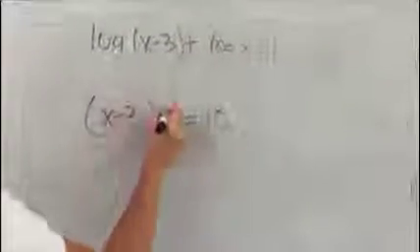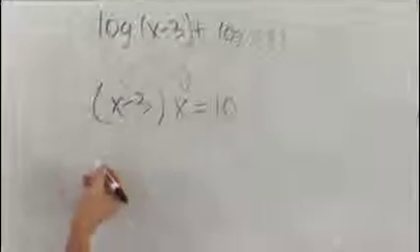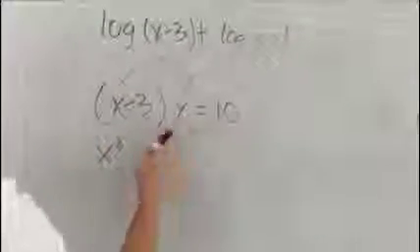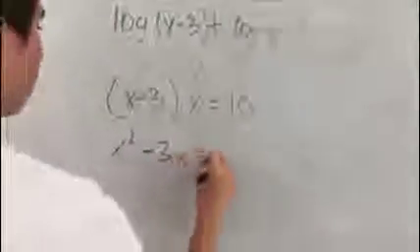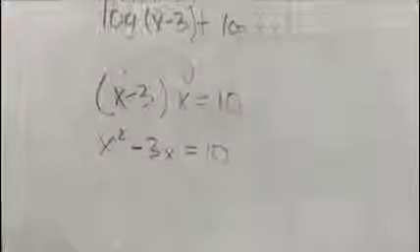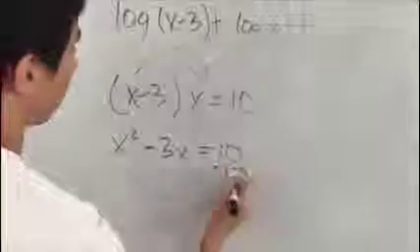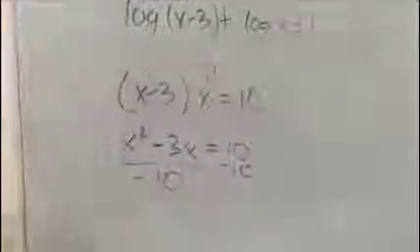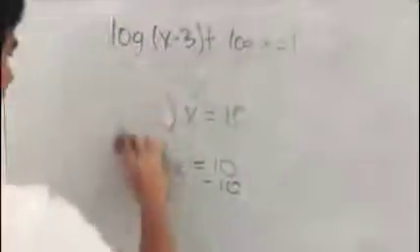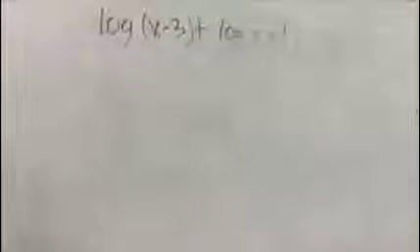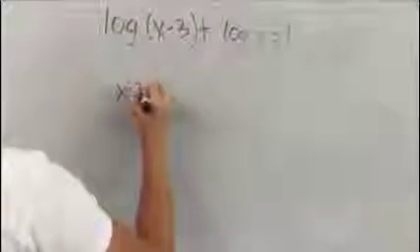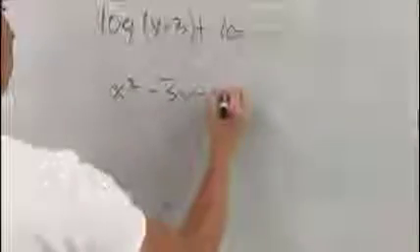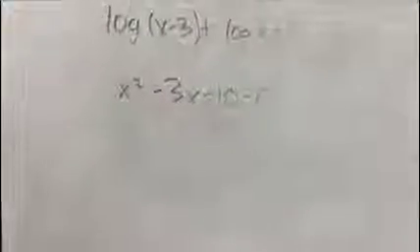And now we have to distribute the x on what's inside the parentheses. So we get x squared minus 3x equals 10. But we don't want that 10 there, so we subtract it on both sides to get rid of it on the equal side. And you can rewrite it like this. x squared minus 3x minus 10 equals 0.